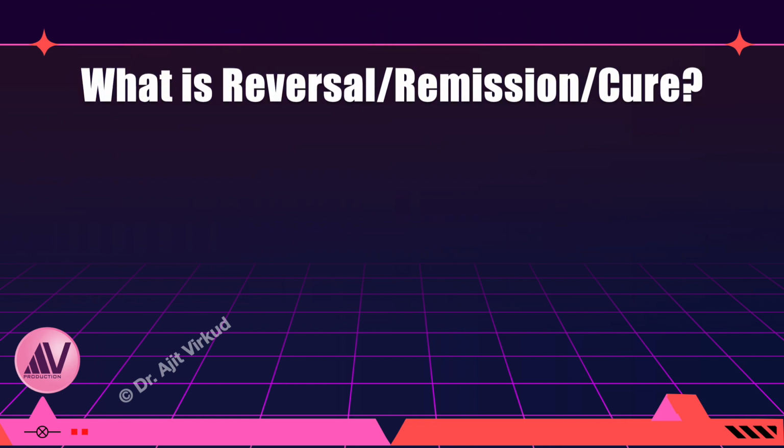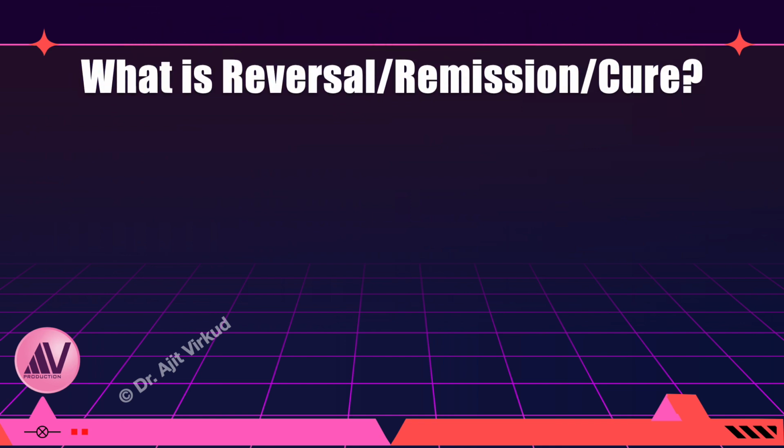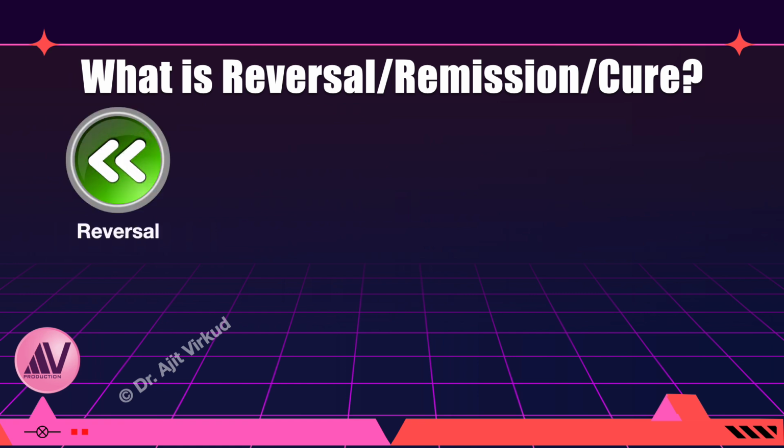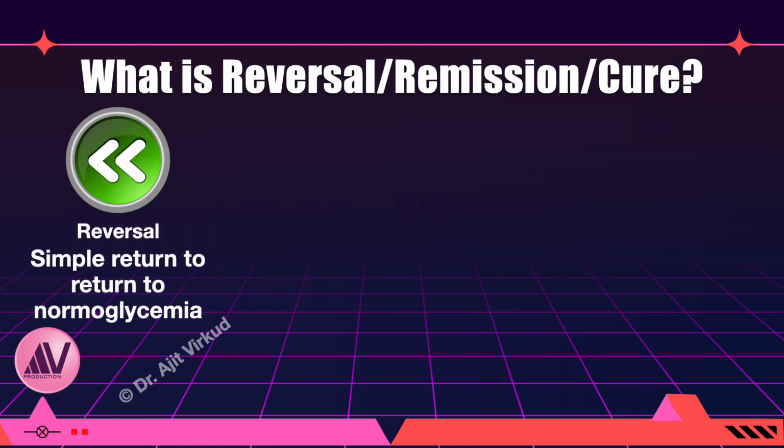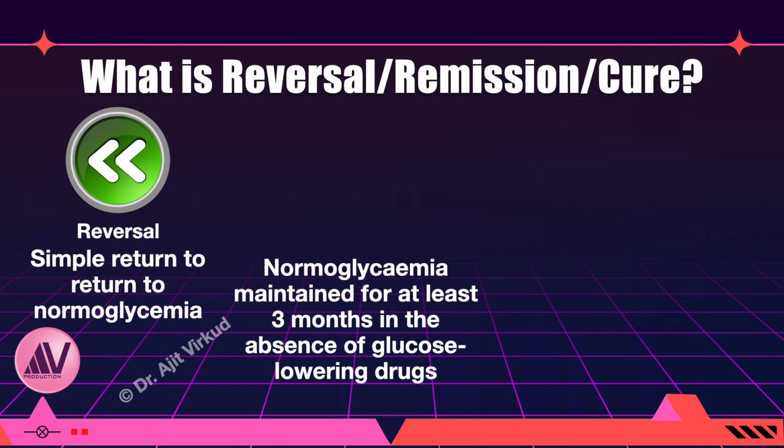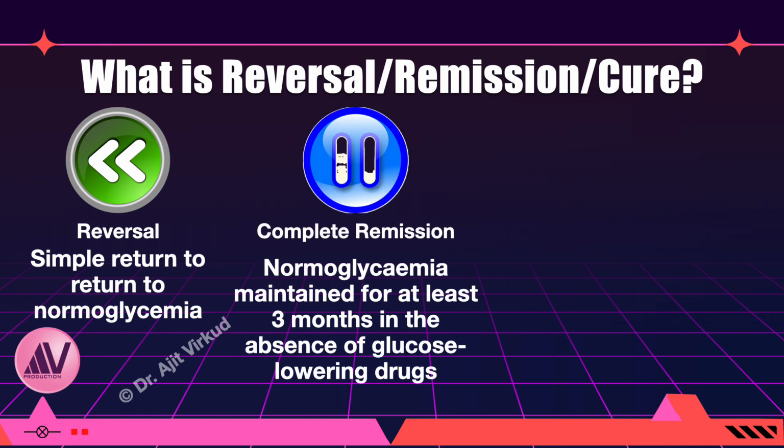Now let me clear a few concepts regarding diabetes mellitus about which there is a lot of confusion in the minds of physicians and public at large. What is reversal, remission, and cure for diabetes mellitus? Reversal refers to simple return to normoglycemia with treatment. On the other hand, when normoglycemia, that is hemoglobin A1C less than 6.5%, is maintained for at least 3 months in the absence of glucose lowering drugs, it is called remission.